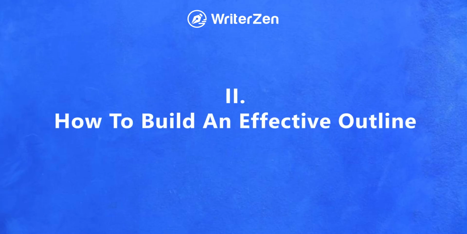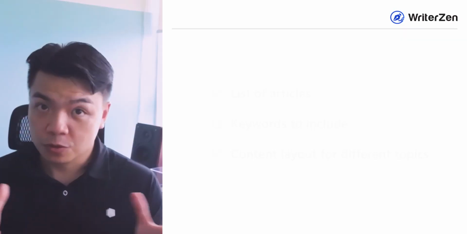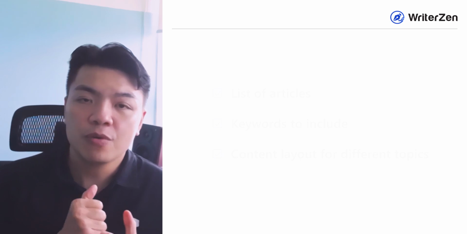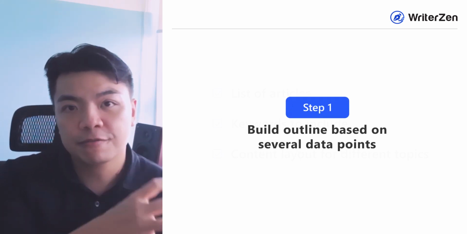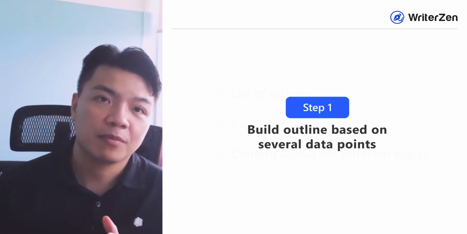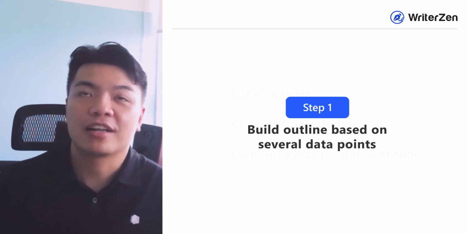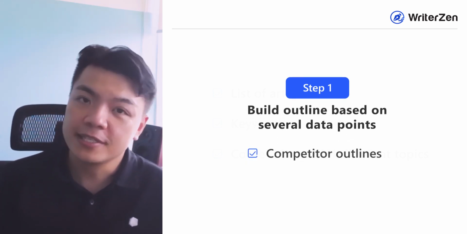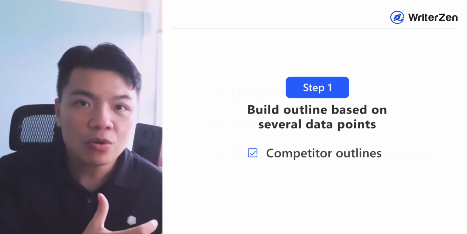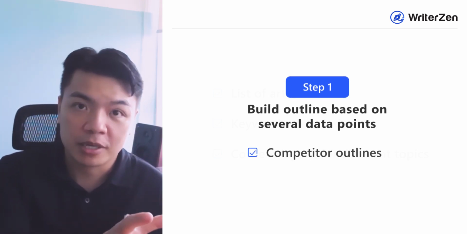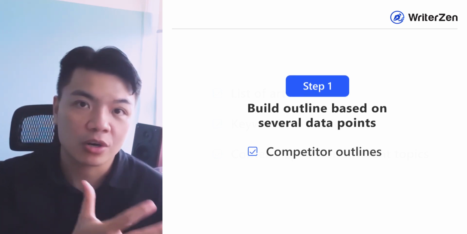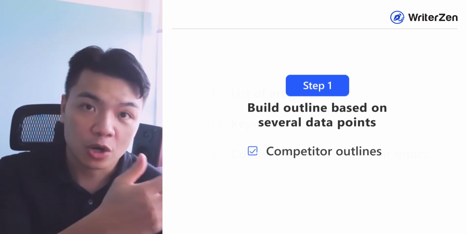So building an effective outline, then moving to the second point, requires 2 steps. The first is you have to access different data points, right? You can't just go in there and build an outline that you like. You have to first see how other competitors are building their outlines. How do they structure their content for that particular keyword? How many H2, how many H3, how do they organize it, for the top competitors?